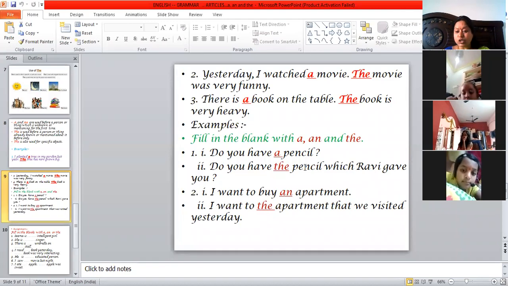Children, these are the basic rules I'm explaining to you. When you go to higher classes, there are some more rules for using these articles. Later you will learn. Okay, now this is enough for you.